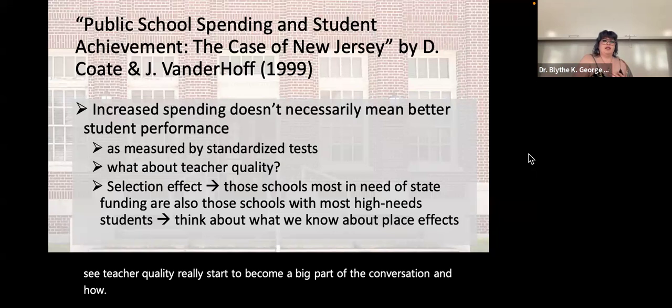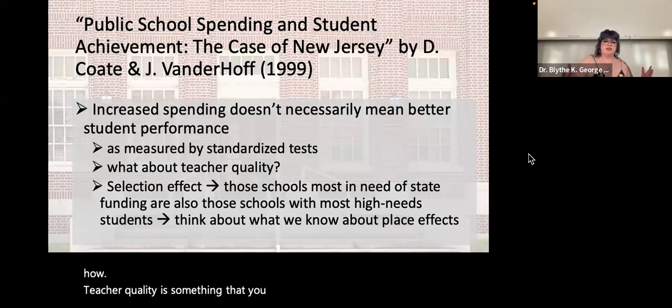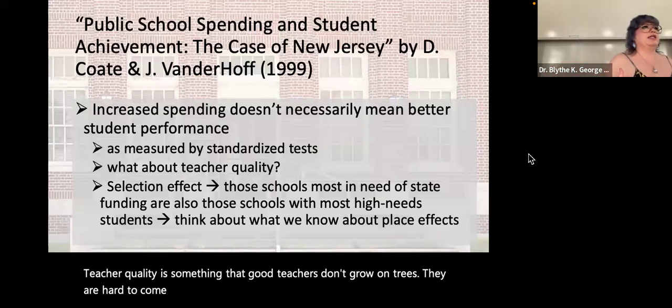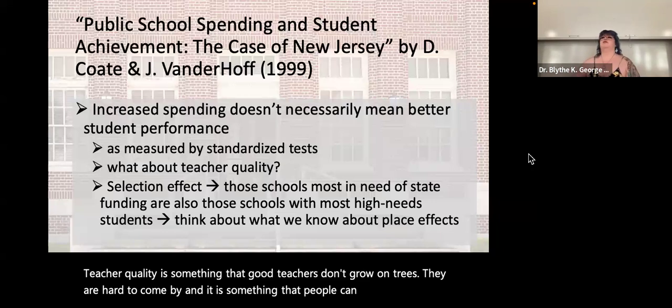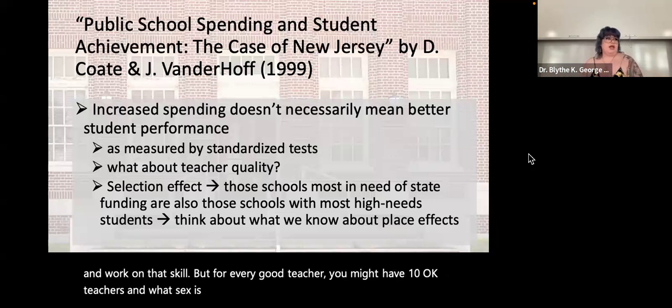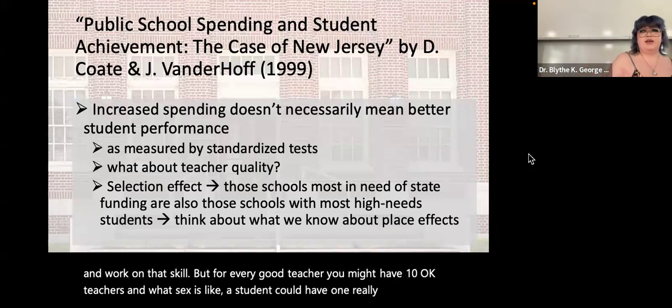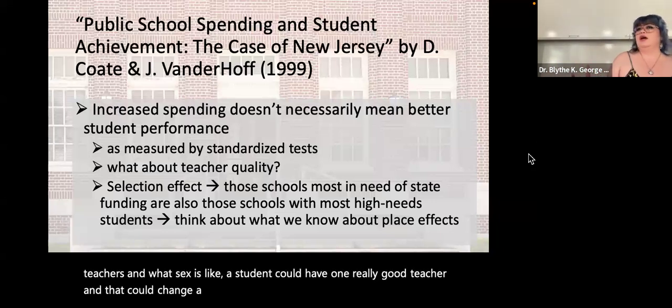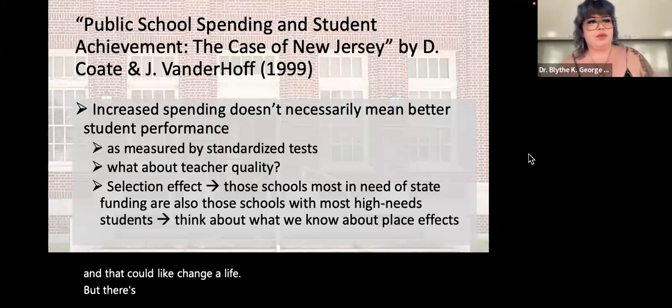Good teachers don't grow on trees. They are hard to come by, and it is something that people can gain skill in and work on. But for every good teacher, you might have 10 okay teachers. And what sucks is a student could have one really good teacher, and that could change a life. But there's no equal distribution of really good teachers.